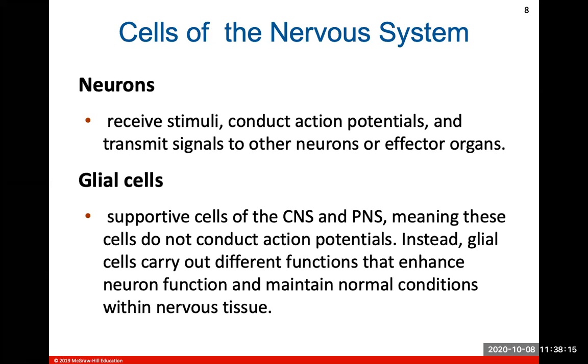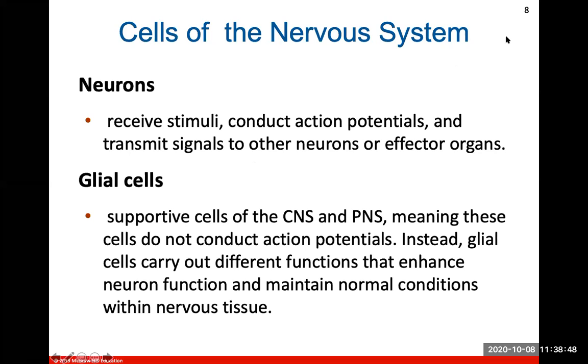The glial cells, real simply put, these guys support your neurons. So you'll have different supportive cells in your brain, your spinal cord, and outside of that, in the PNS, that just support the neurons. They do not conduct action potentials, so that means they cannot conduct the electrical signal that's being passed through them. Instead, these glial cells carry out different functions that enhance neuron function and also maintain normal conditions within nervous tissue.